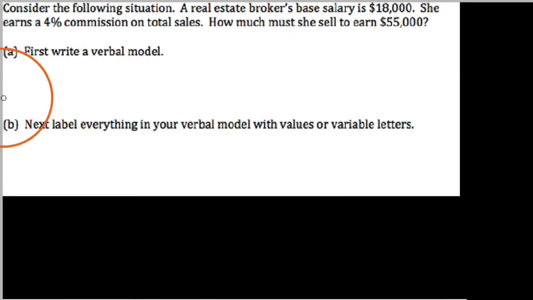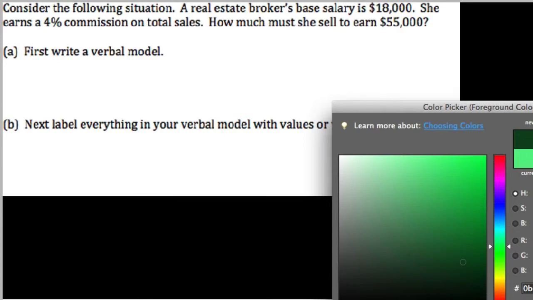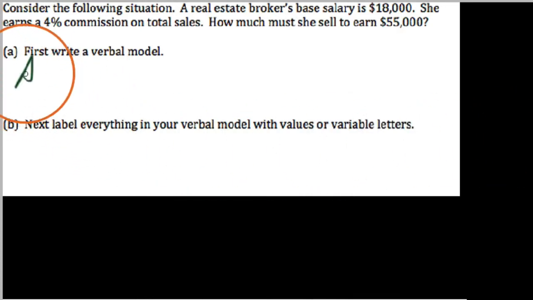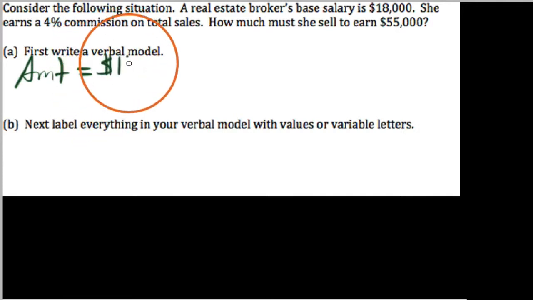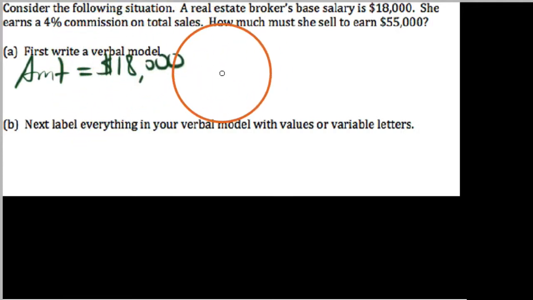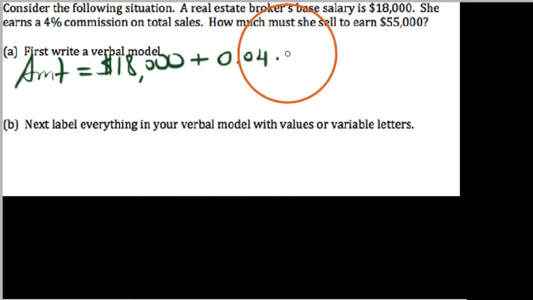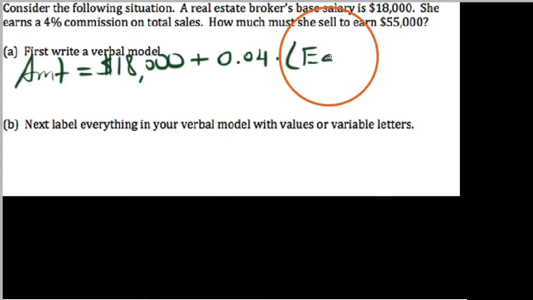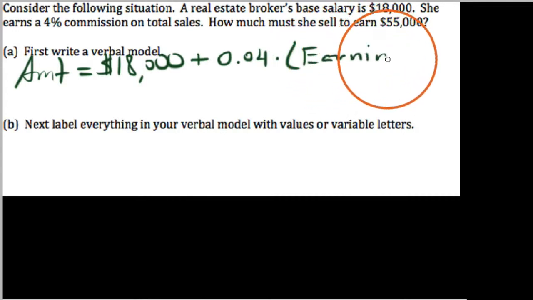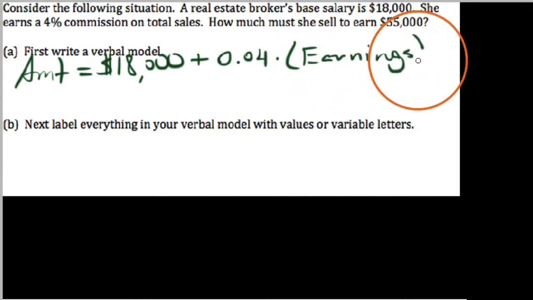So our plan here is first to write a verbal model, and the verbal model might look something like this, at least in terms of how much I make. The amount I make would be equal to the $18,000 that I make, plus now 4% of whatever I earn. Now, here's the thing: 4% as a decimal, we have to write it like this, 4% times my earnings, what I make for my company or whatever it is I'm selling. So earnings.